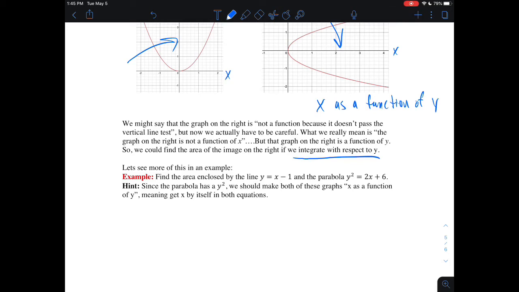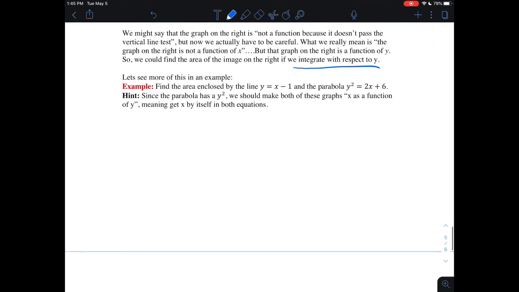So let's see that in a very specific example. Find the area enclosed by the line y equal x minus 1 and the parabola y squared equal 2x plus 6. Hint: since the parabola that was stated has y squared, we should make both of these graphs x as a function of y, meaning get x by itself in both equations. So y equal x minus 1, that's the same thing as saying y plus 1 is equal to x, or we could say x is equal to some function of y, which is y plus 1.